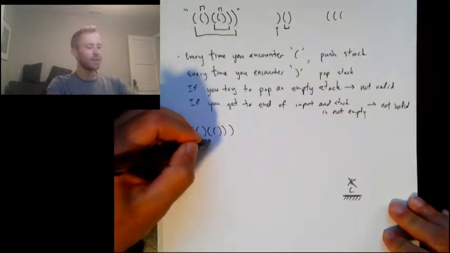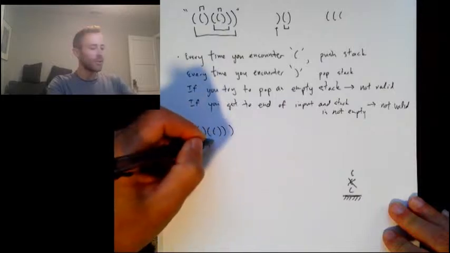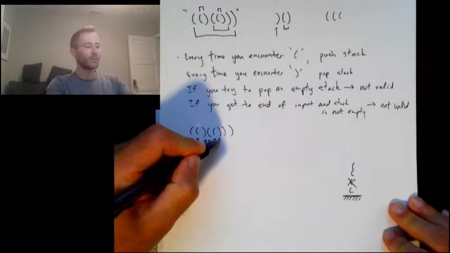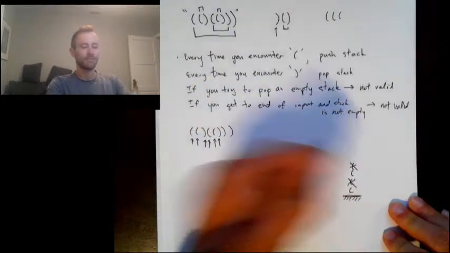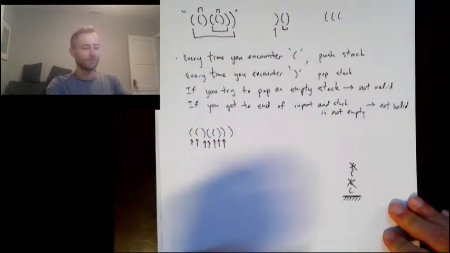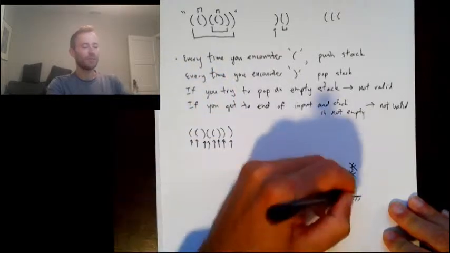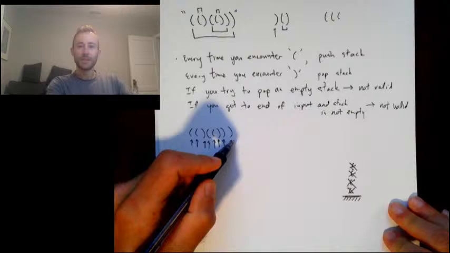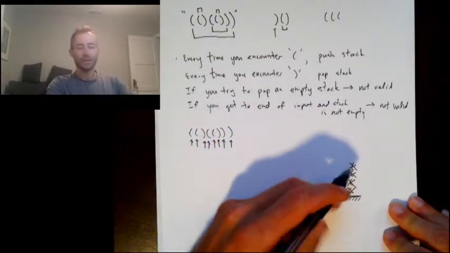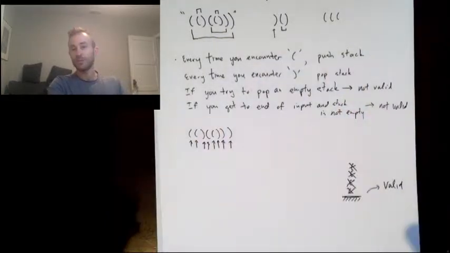Then I encounter an open parentheses, so I push the stack. Then another open parentheses, so I push the stack. Now I encounter a closed parentheses, so I pop it. That one goes away. Another closed parentheses, so I pop it. Another closed parentheses, so I pop it. Now I'm at the end of the statement, so I check, is there anything left in my stack? There's not anything left. Everything is X'd out. So this is a valid parentheses statement.